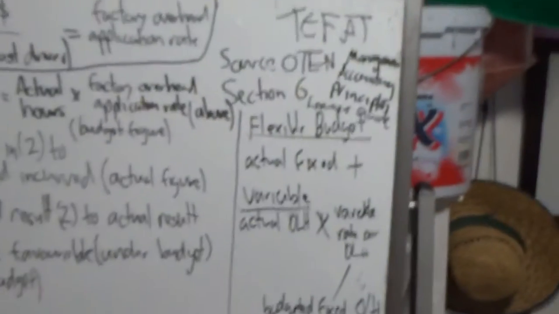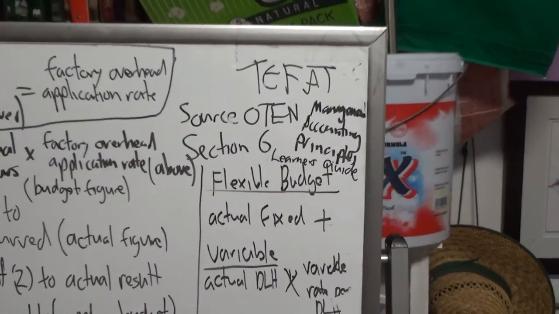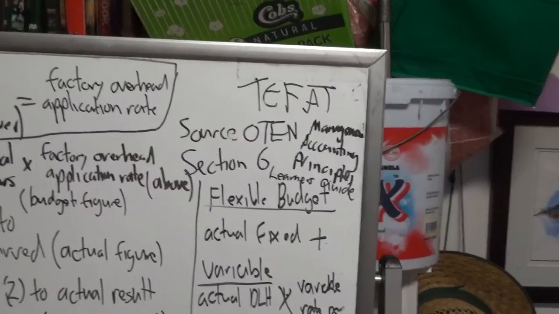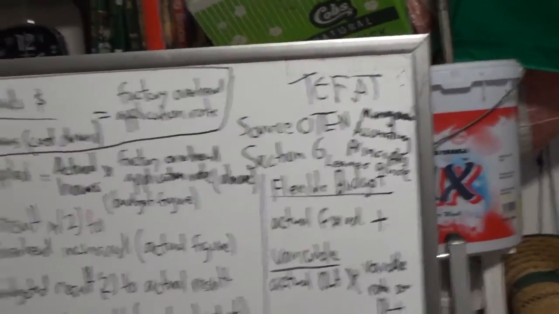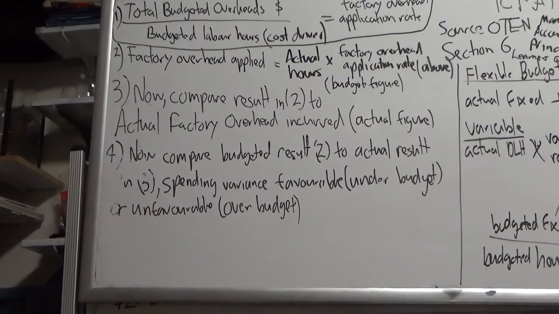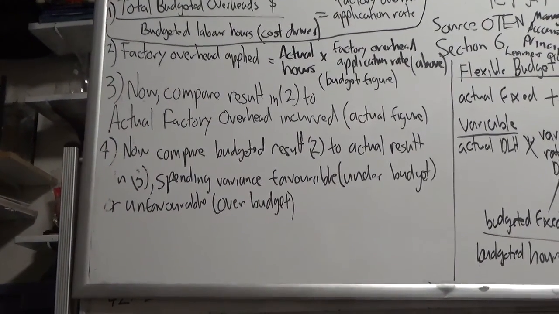Anyway, sorry, I'm Stephen from TEFAT. Sorry for getting a bit flustered about spending variance and capacity variance. It can be a little bit difficult, but if you practice them, you should be okay. My source is the OTAN Management Accounting Principles Learner's Guide, section 6. I also took some other parts, looking at the key concepts of sections 5 and 7 as well. Oh, sorry, I haven't finished.